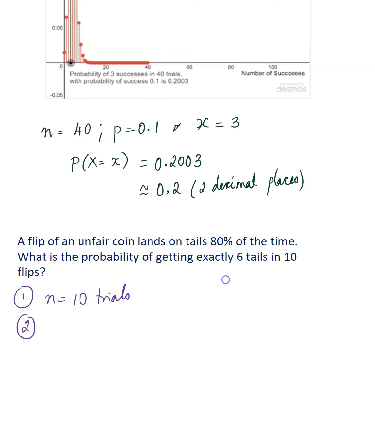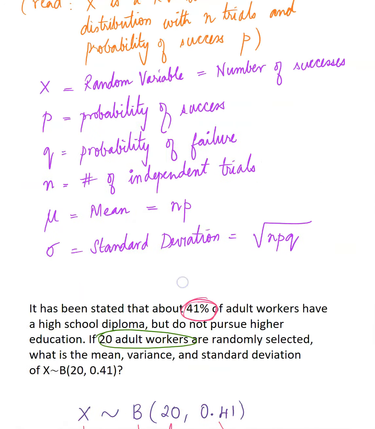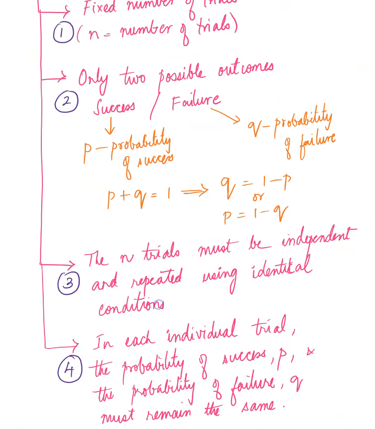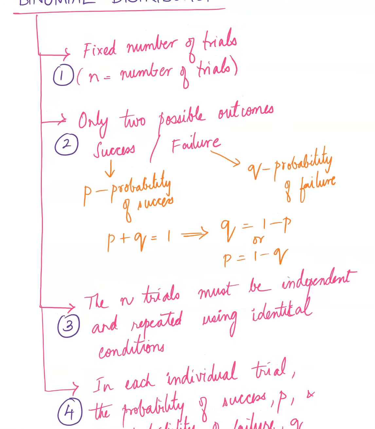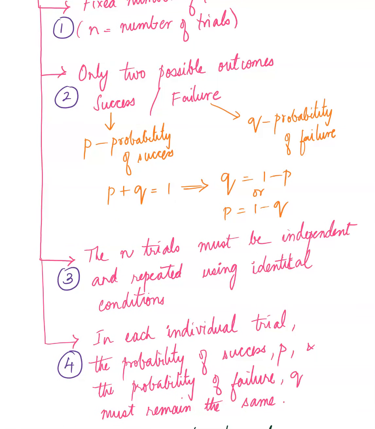Let me take you to those conditions, so it's easier for us to recall. So there should be only 2 possibilities, success or failure. In our case, there are 2 possibilities, heads or tails, right? And then P will be the probability of success. What is success here? Success is tails appearing, right? To get exactly 6 tails. So success is getting the number of tails.